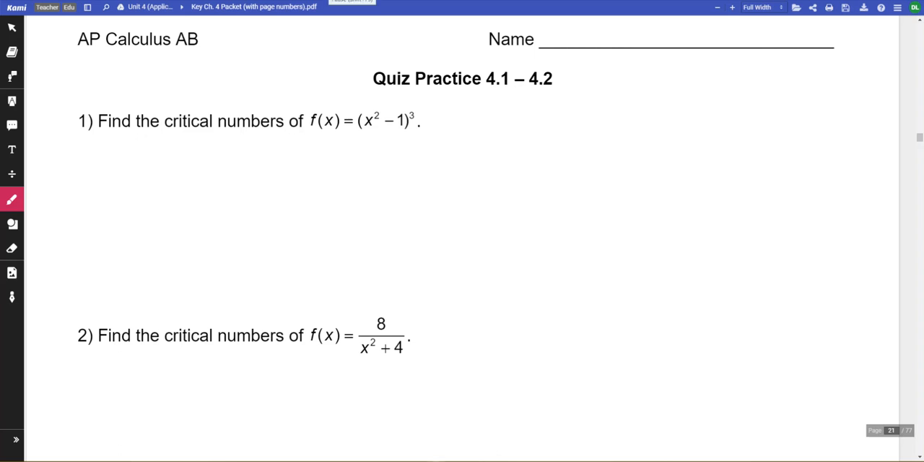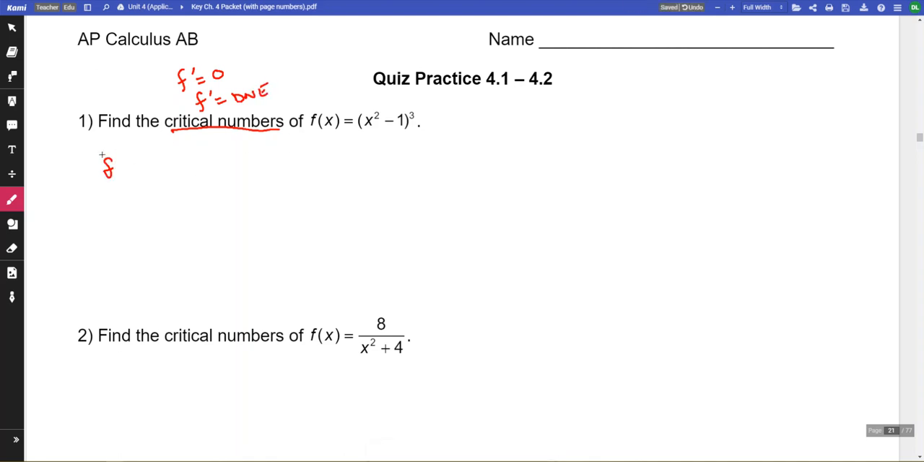Okay, so we got a little bit of practice here on working with our intermediate value theorem, our extreme value theorem, and our mean value theorem, as well as finding critical numbers. So recall that we're going to have critical numbers if f prime is 0 or f prime does not exist, which means we need to find our derivatives.